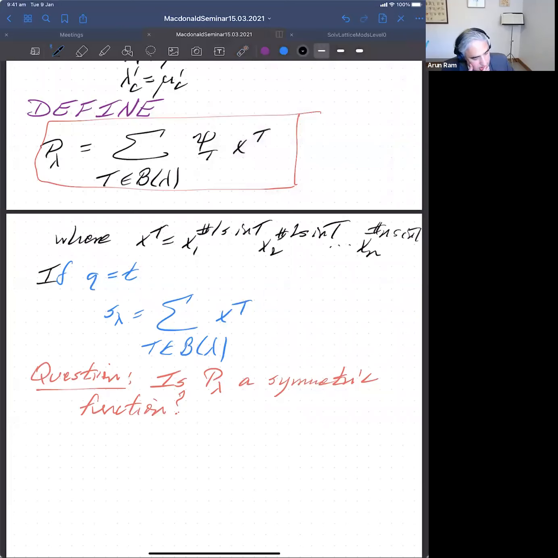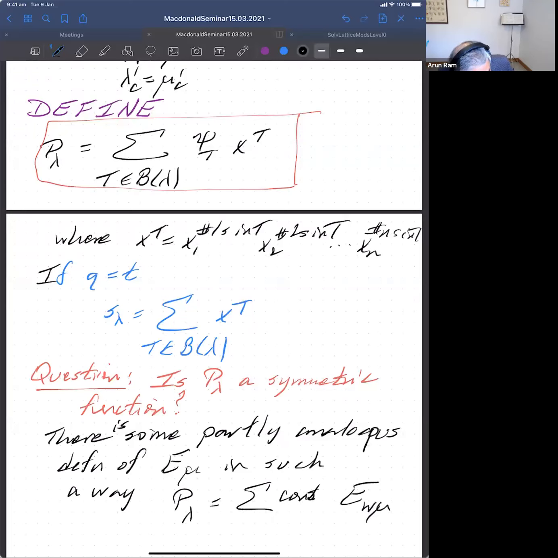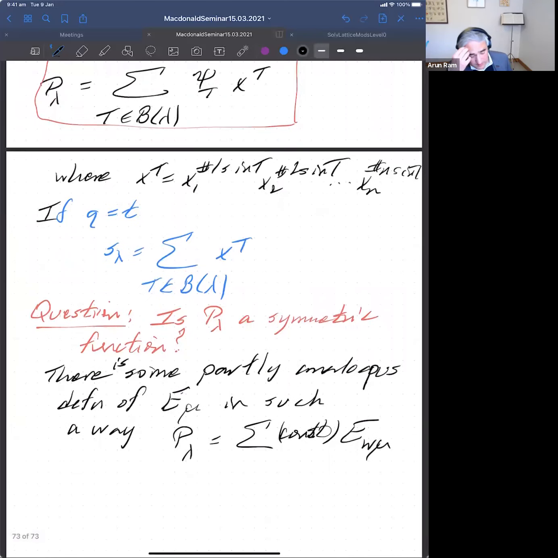And there is some version of a similar definition, but it needs cleaning up. There is some partly analogous definition of the key polynomial, of E mu, in such a way that you can add up the E's with some constants, in the same way that you can get key polynomials to generate Schur functions, you can get the non-symmetrics to generate the Macdonald polynomial. But the combinatorics I don't understand at all.